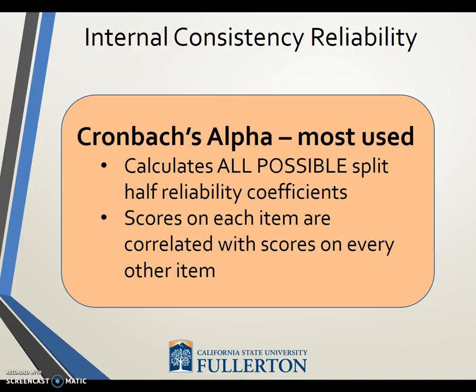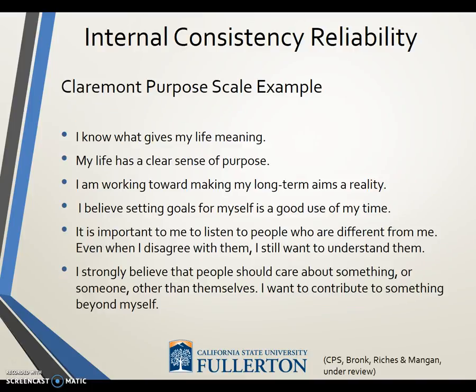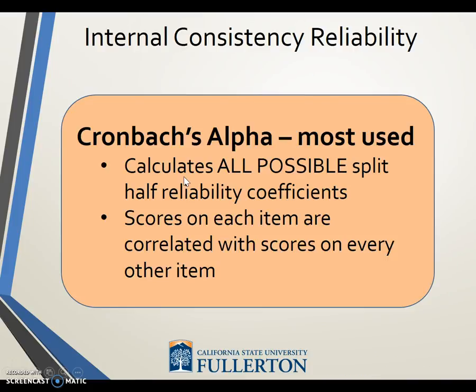But basically what Cronbach's alpha does is it takes all the numbers here in the Claremont Purpose Scale, it takes all these questions, and it does every possible version of split half. So it has odds versus evens, 1, 2, 3 versus the next 3, 1, 2, 4 versus 3, 5, and 6. So every possible split half, it cuts it that way and it compares it all that way, and then it aggregates all those split halves.